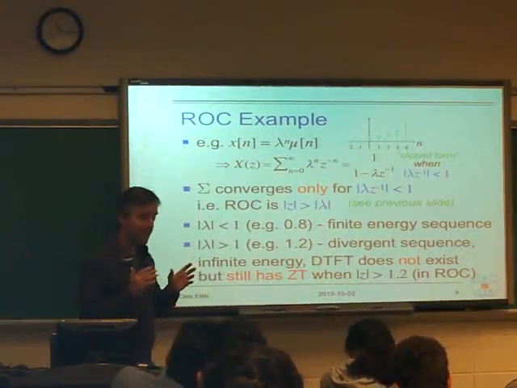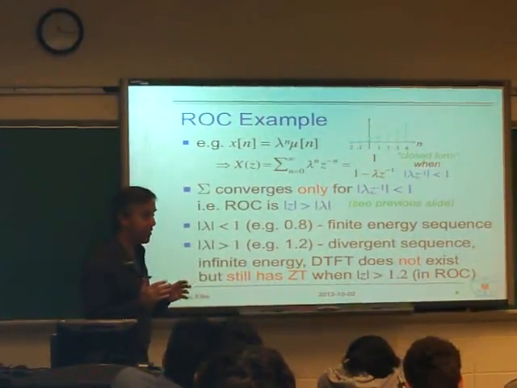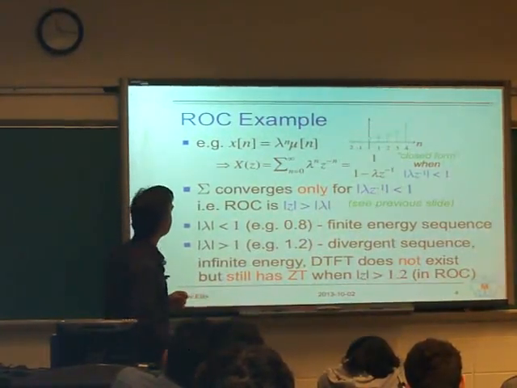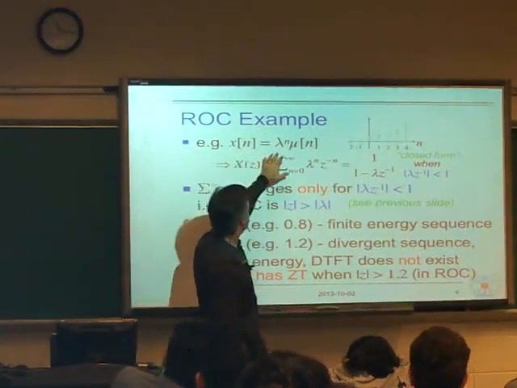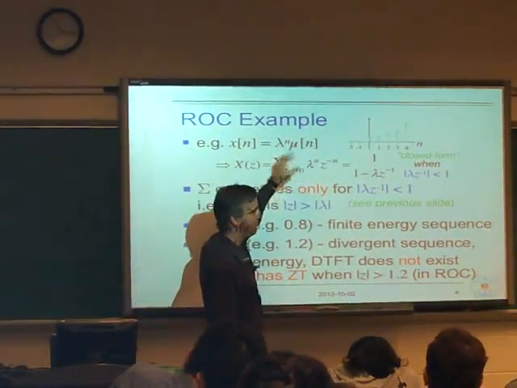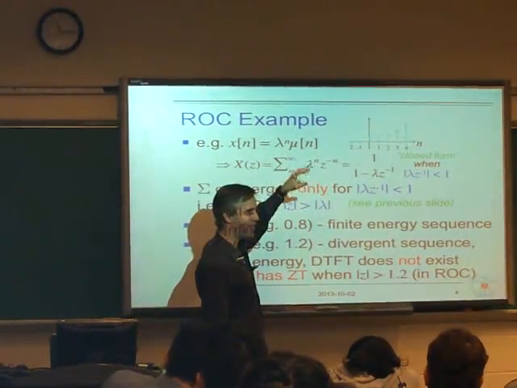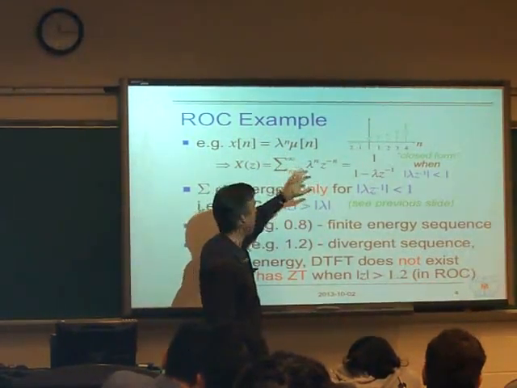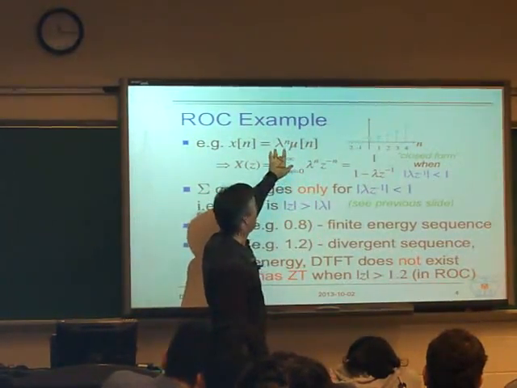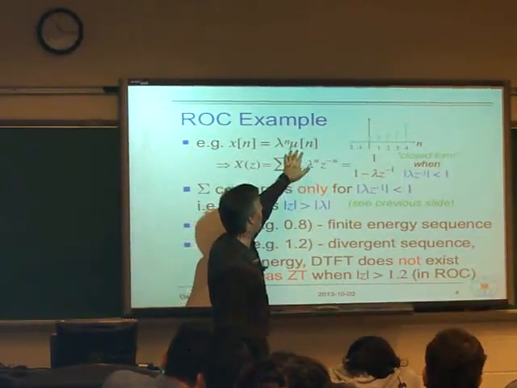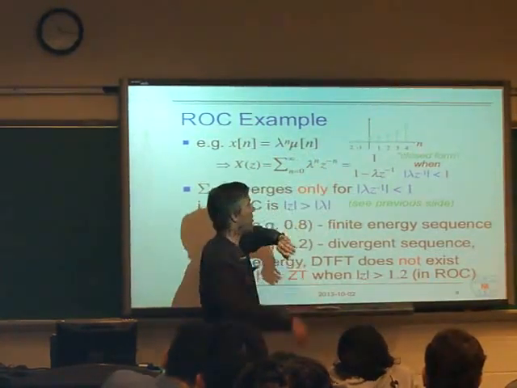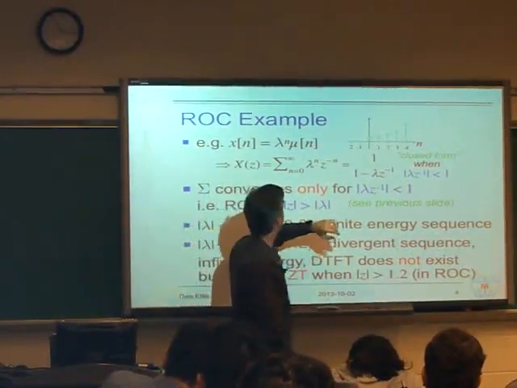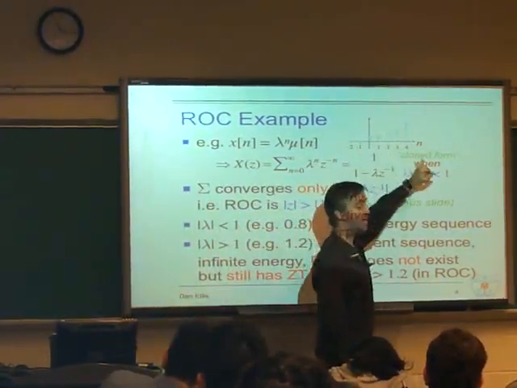So let's work through an example for a particular sequence to see what happens. Here's a sequence: x of n is equal to lambda to the n mu of n. In the previous example, we'd used alpha to the n. It doesn't matter. We're raising some base to the nth power, and using the mu function, the step function, to make it right-sided. Here's an example of what that sequence might look like.